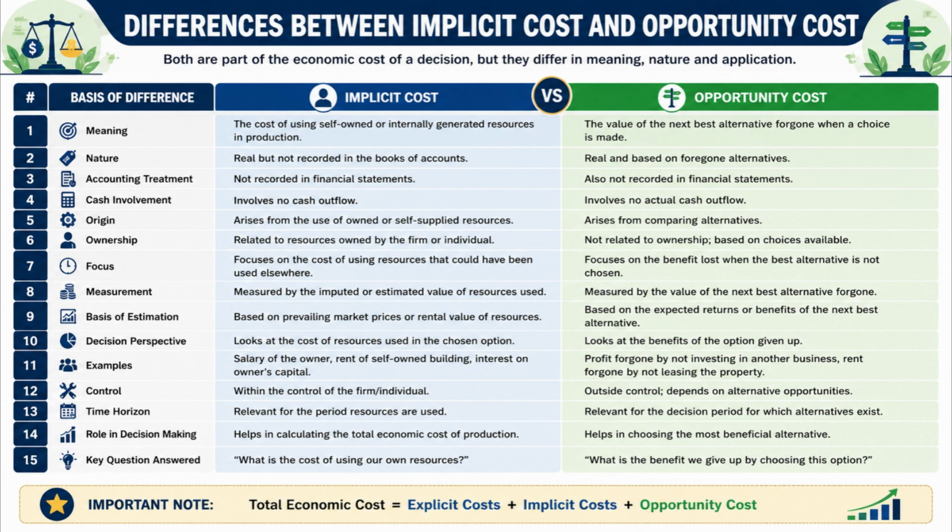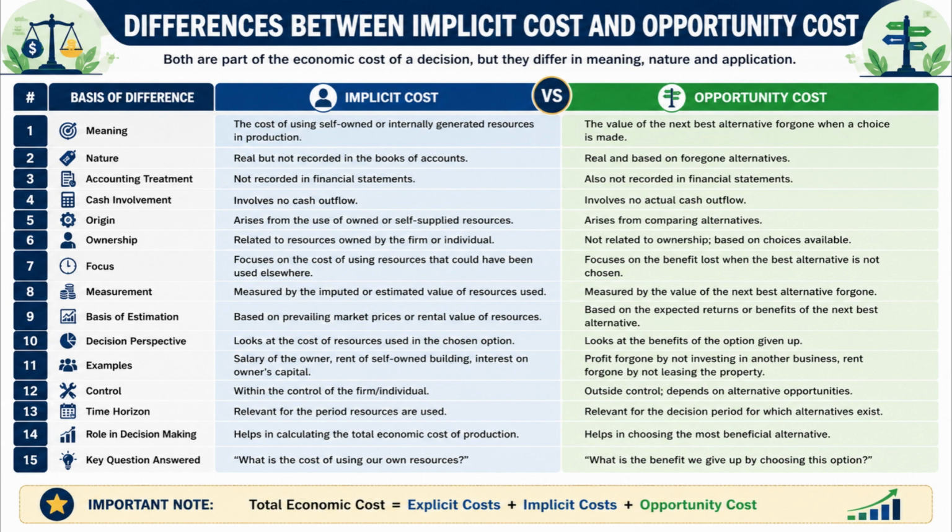Number 3. Implicit cost is not recorded in accounting books or financial statements, whereas opportunity cost is also not recorded but is primarily considered in economic decision-making. Number 4. Implicit cost does not involve any actual cash payment, whereas opportunity cost also does not require any cash outflow. Number 5. Implicit cost arises from the use of owned resources such as capital, property, or labor, whereas opportunity cost arises from choosing one alternative over another.